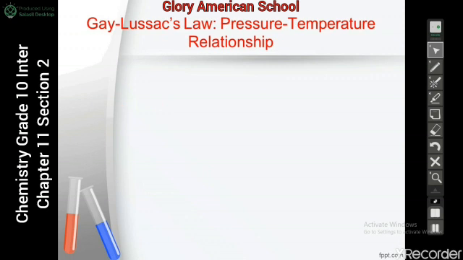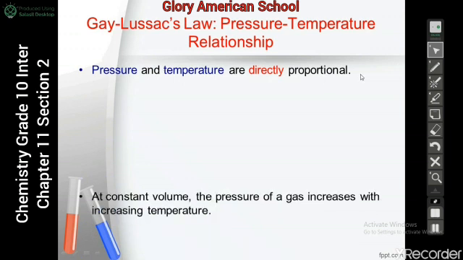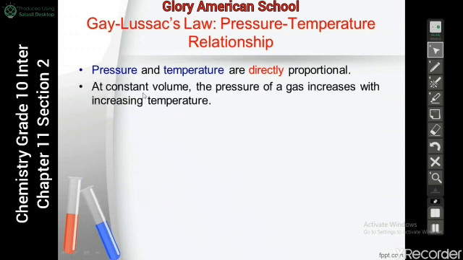Now the third and last relation or law, which is Gay-Lussac's law. He studied the relation between pressure and temperature, and he found that the pressure and the temperature are directly proportional. So if the volume is constant, the third factor is constant, and the pressure of the gas increases, the temperature will increase.